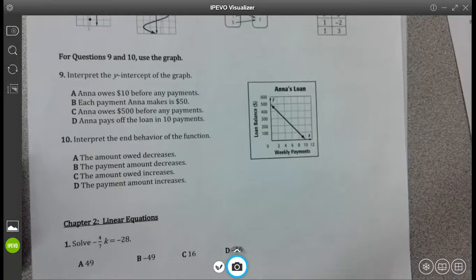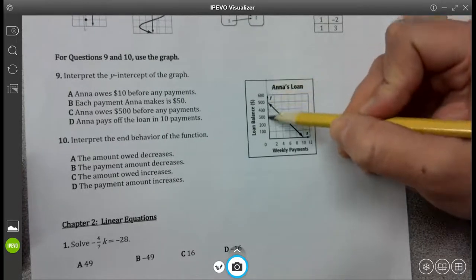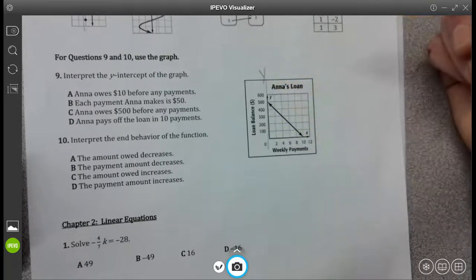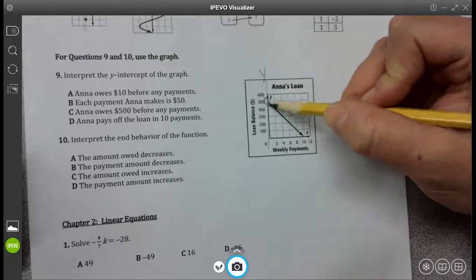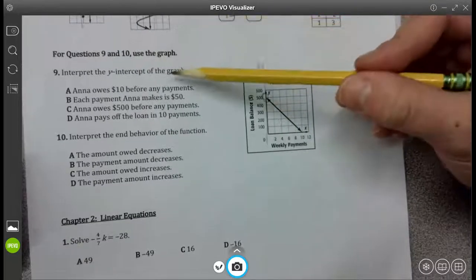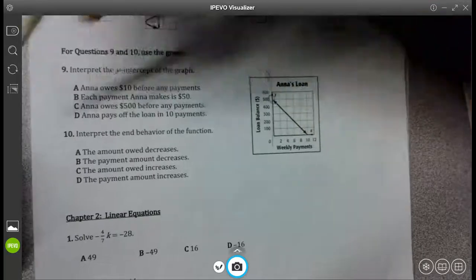Interpret the y-intercept of the graph. So where do we intercept or cross the y-axis? We intercept at 500. It says Anna owes $10 before making any payments. That doesn't make sense.